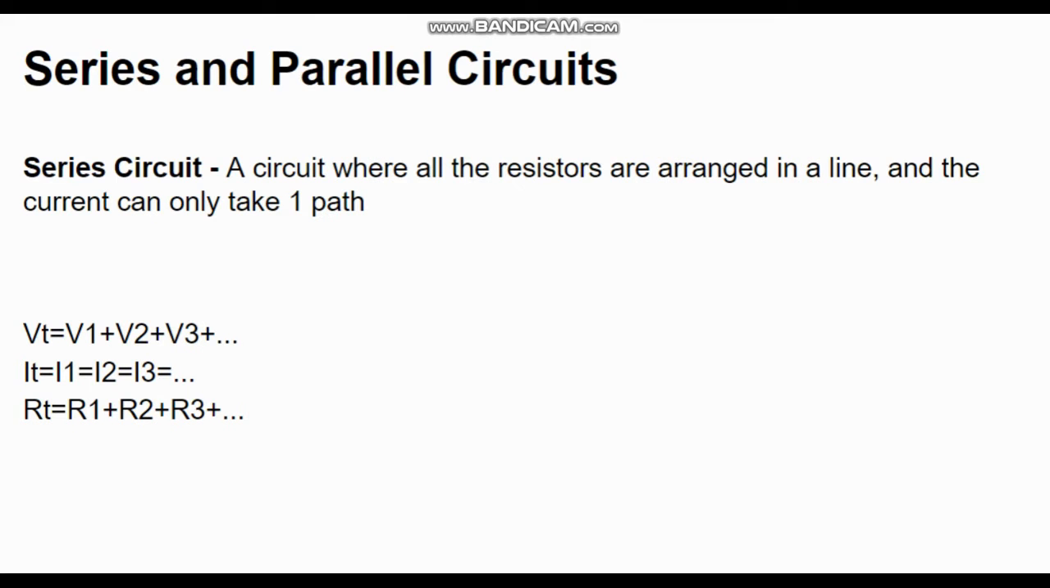So there are two types of circuits, series circuits and parallel circuits. The first one, series circuit, is a circuit where all the resistors are arranged in a line and the current can only take one path. And on the left, those are the rules for a series circuit.